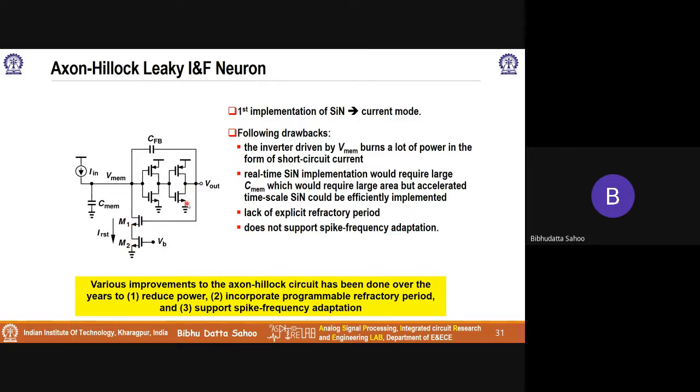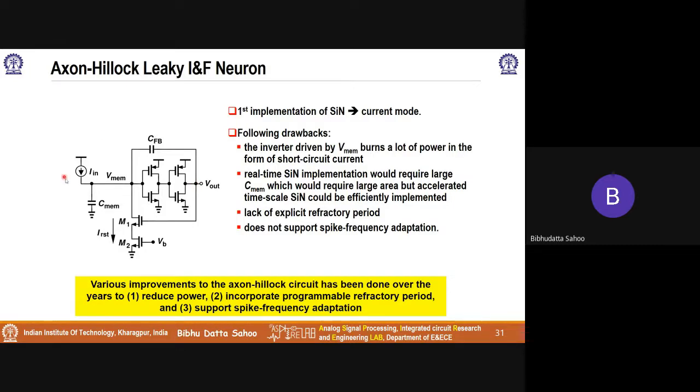So basically there are two inverters. When this voltage goes high, then this output voltage is going to go high. As soon as this goes high, the membrane potential of the neuron gets discharged, and it comes back to 0, because this will go to 0 and therefore this will come back to 0.